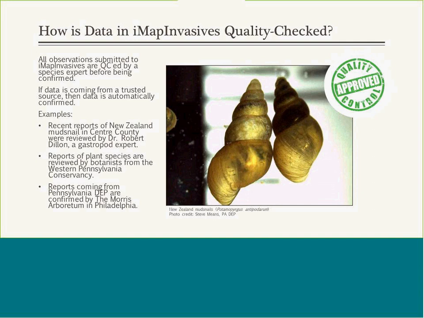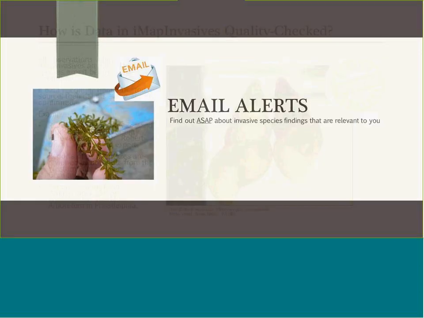And so if we have any data that's coming from the Department of Environmental Protection here in Pennsylvania, all of their records are first confirmed by the Morris Arboretum in Philadelphia. So that's kind of their QC process that then we just automatically will put that in as good trusted data. So that's kind of how our QC process works with iMap.